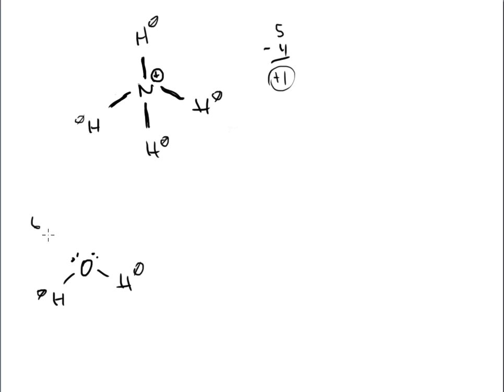Oxygen's in group 6A, so there's 6 valence. So I'm going to subtract 1 for every bond and 1 for every dot. So there's 1 bond, 2 bonds, and then there's a 3 for that dot, 4 for that dot, 5 for that dot, and 6 for that dot. So 6 minus 6 is 0. So this oxygen has a neutral charge as well. That means that this molecule, formal charge-wise, is very happy.